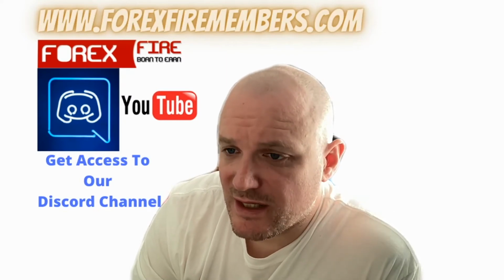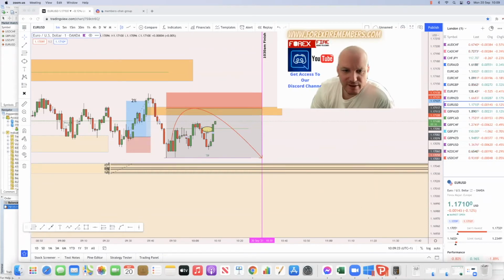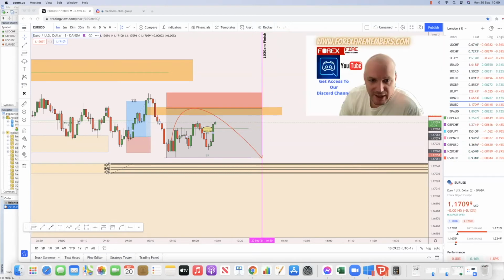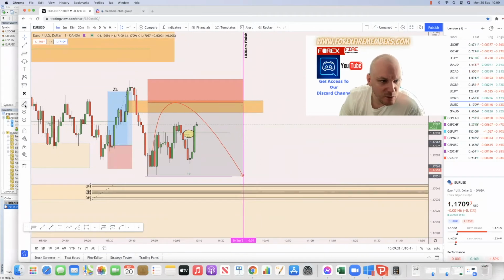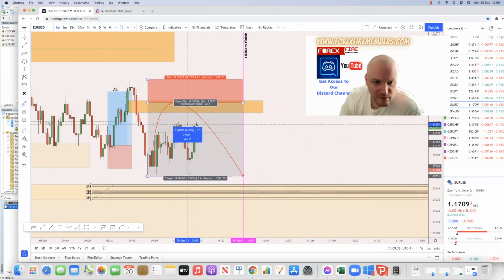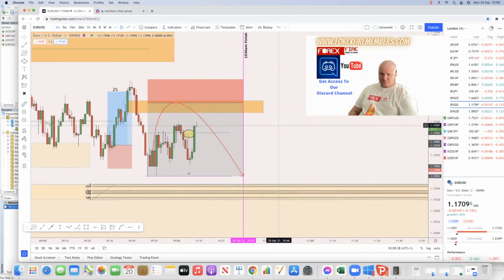Last stretch, guys. It's now 10:10. My chest is playing havoc. We are getting the push up into our priced area. We're currently around 2 pips away from it.